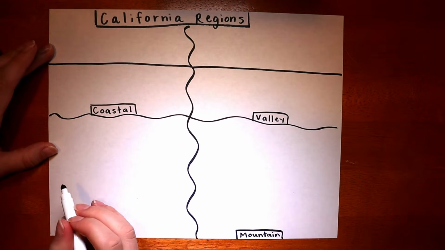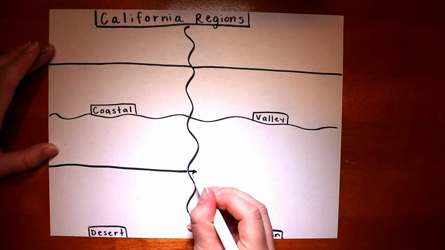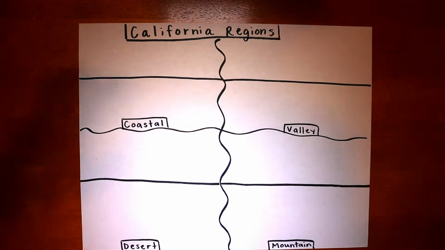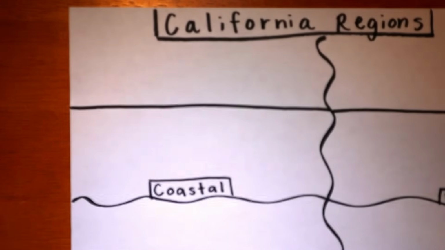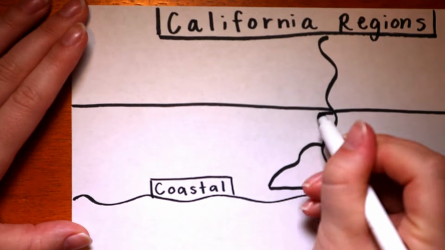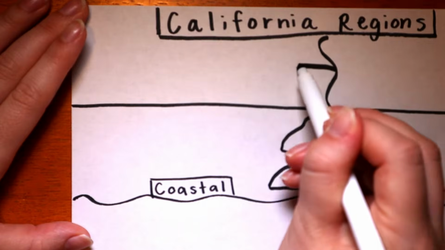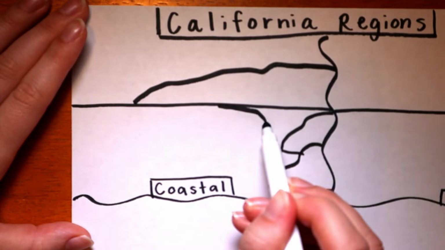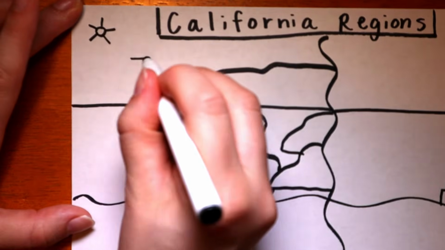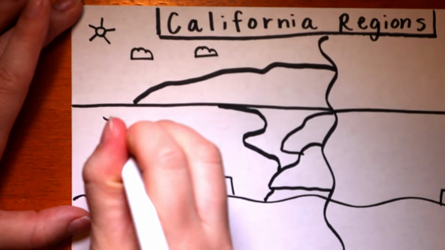And I'm also drawing a horizon line. All landscapes that are drawn this way will have a horizon line to show the different layers here. The coastal region, I'm going to draw a couple cliffs and a big wavy line for the shore. A small sunshine with clouds and ripples in the ocean.